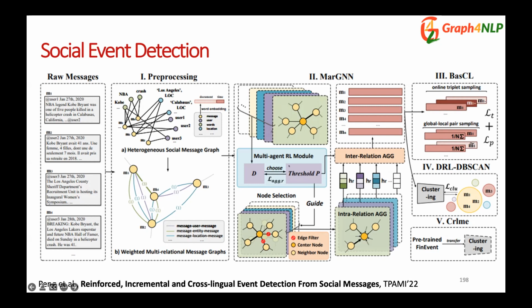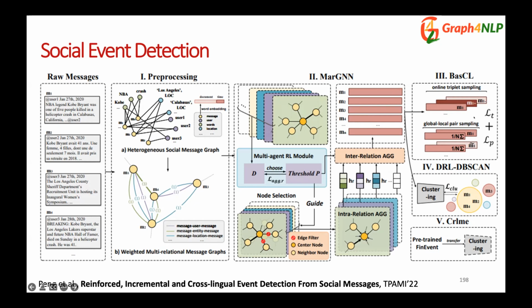And then they apply two layers, intra-relational graph aggregation and inter-relational graph aggregation, to get the representation of different message nodes. There are several threshold parameters which are learned by multi-agent reinforcement learning. After they get the representations of the different messages, they perform contrastive learning to let messages reporting the same event have similar embeddings, and if they are reporting different events, they will have diverse representations.